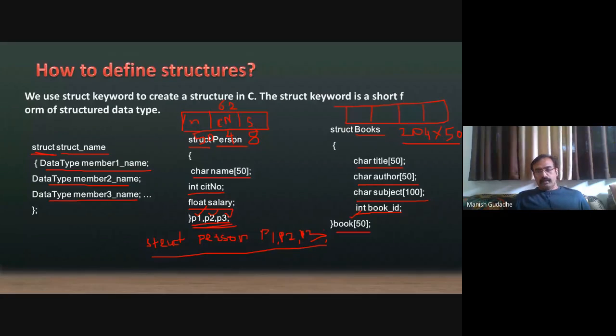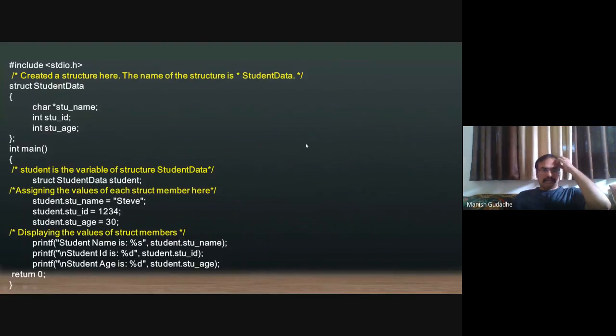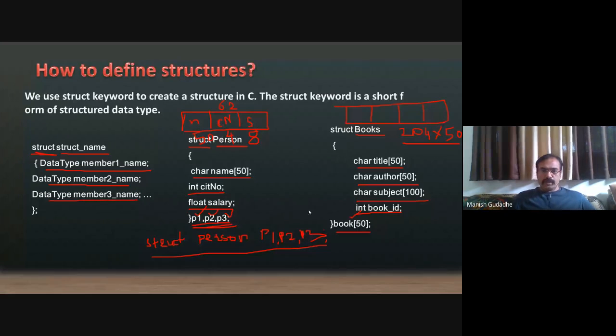Well, so we'll continue with the example now. Let us see one example of how to access the elements of an array. Here we have declared p1, p2, p3. The structure person is not in physical existence. It will come into physical existence only after the creation of a variable.